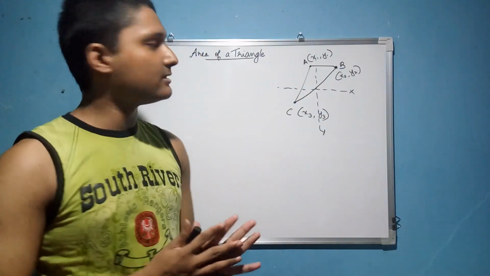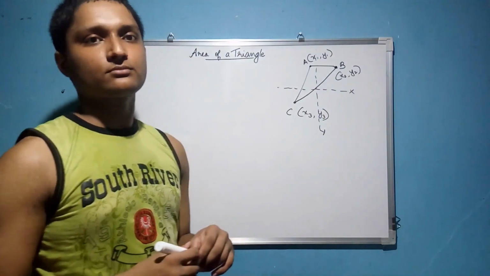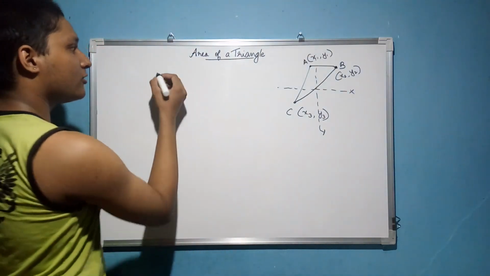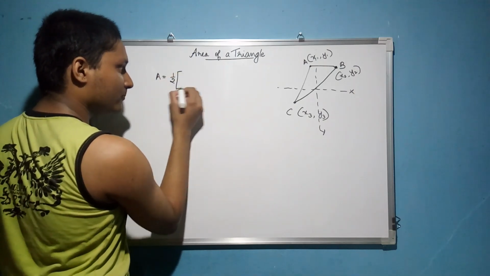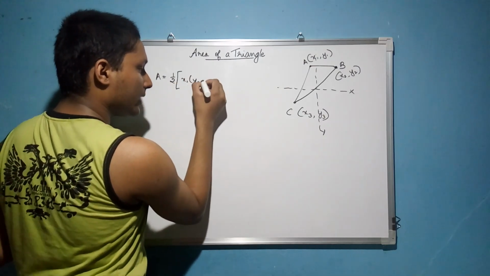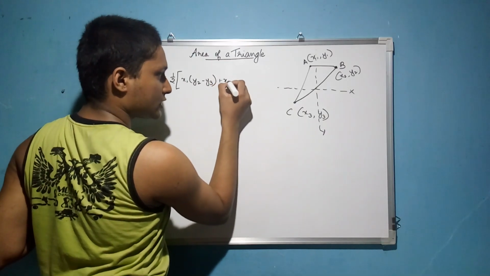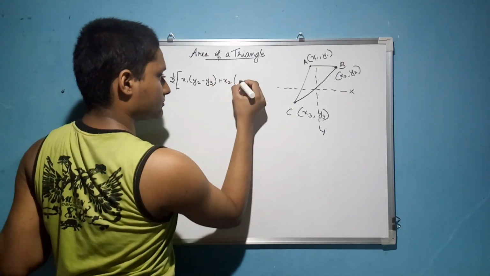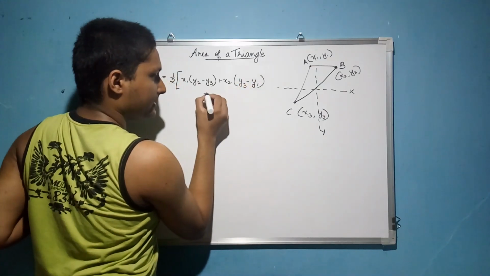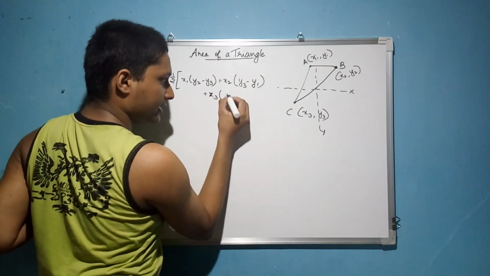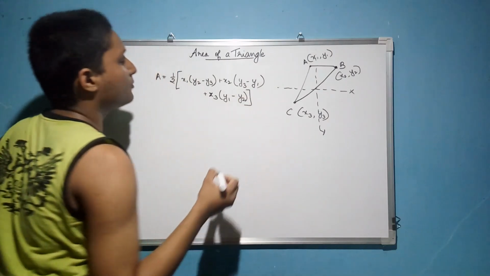So consider a triangle. You have the coordinates x1, y1, x2, y2 and x3, y3. The formula we have already learned in 10th standard is half into x1 into y2 minus y3, plus x2 into y3 minus y1, plus x3 into y1 minus y2. This is the formula we have learned.